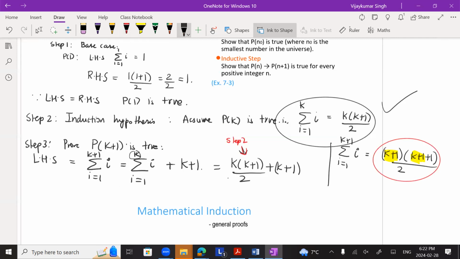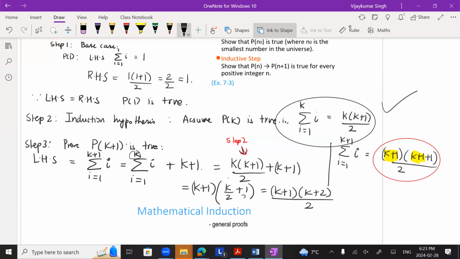We have k plus 1, take k plus 1 common. What is left in the bracket? k by 2 plus 1. Do you agree? Yeah, pull out k plus 1 common. Now let's organize this. So it's going to be k plus 1 times k plus 2 divided by 2. Yeah, isn't it? I'm going to cross multiply this and then make it k plus 2 divided by 2.